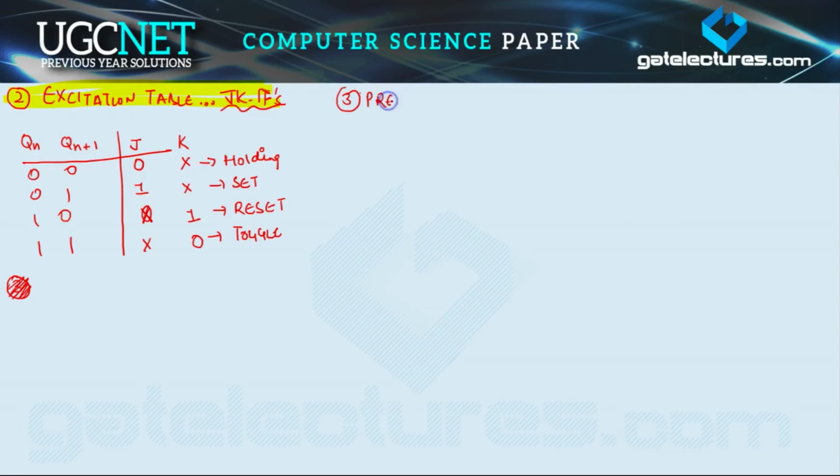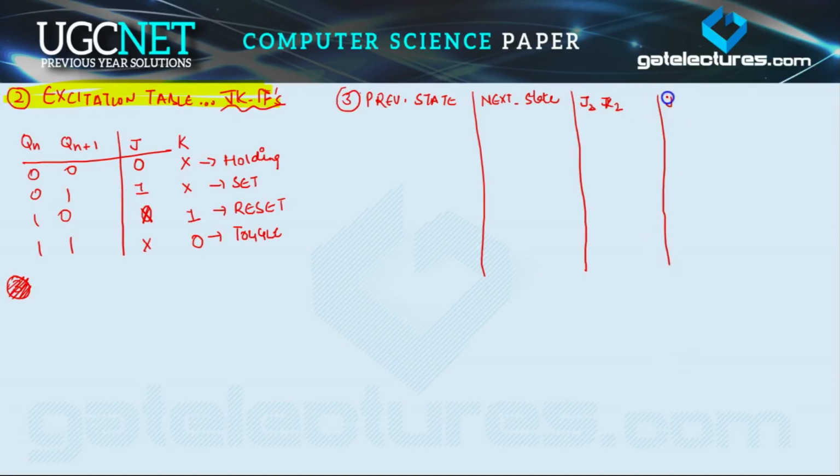Previous state, next state, and because we are using 3 flip-flops, the first flip-flop is J2 K2, the next one is J1 K1, and the next one is J0 and K0.